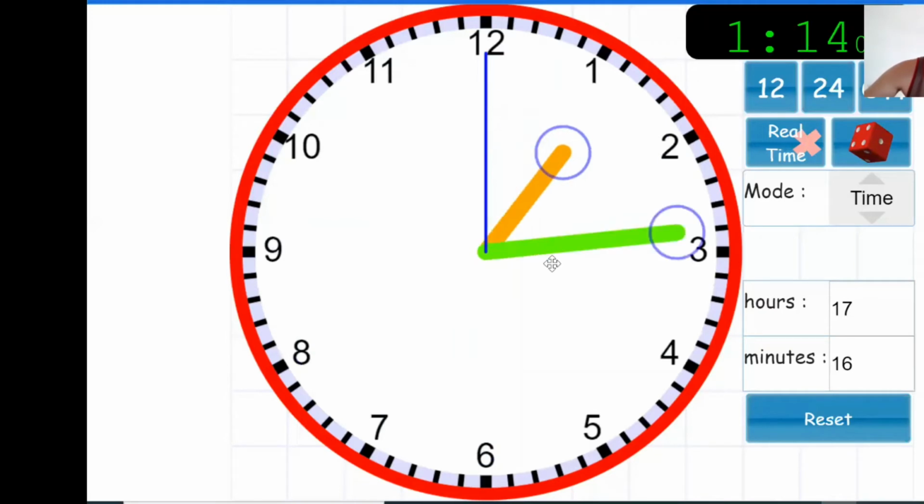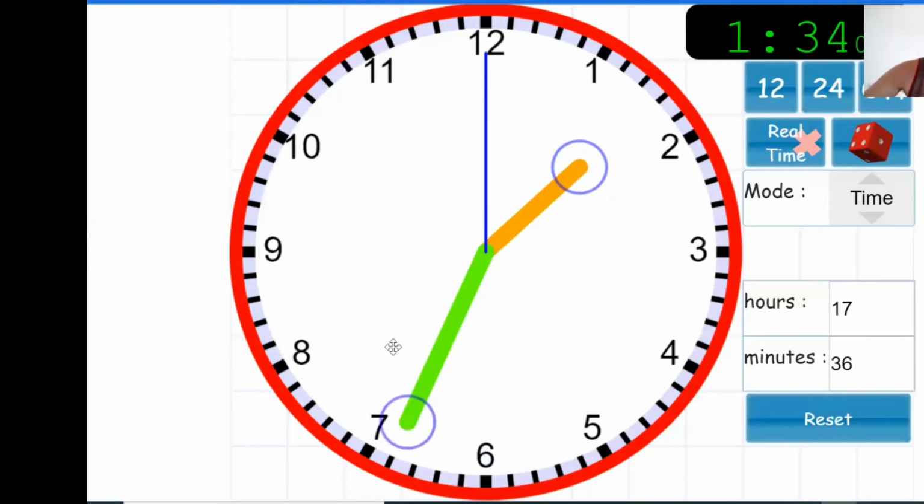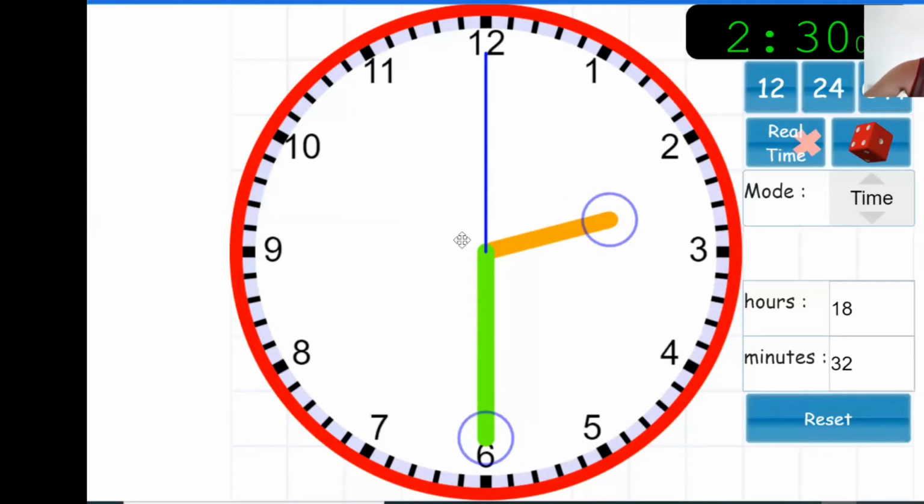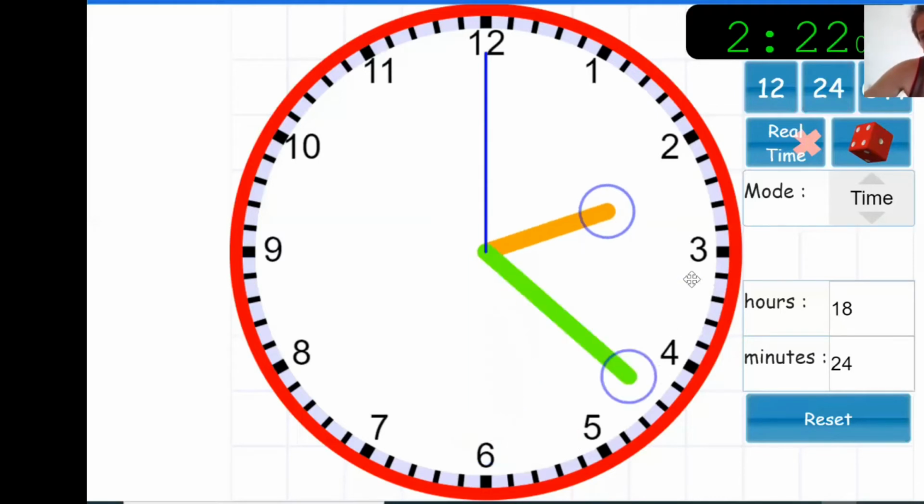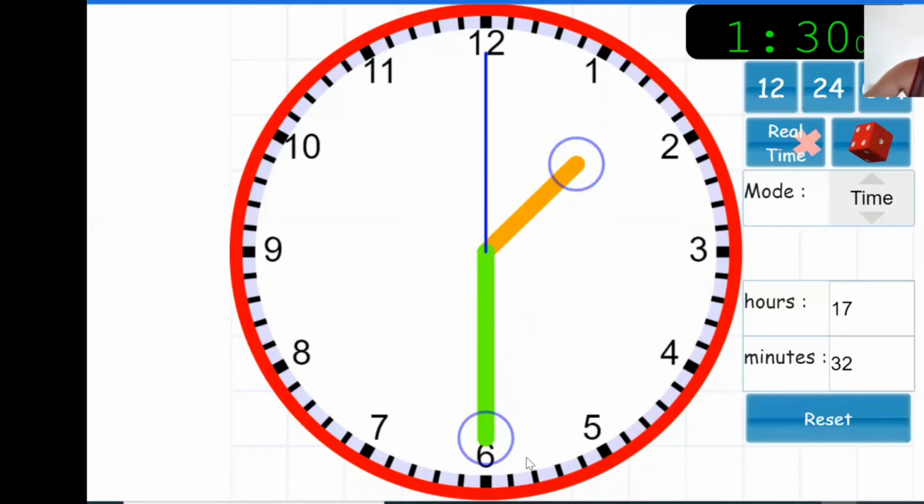Let's see, 1 hour more. Remember, one whole circle, 1 hour, and it stops on the 6 again. And that is 1:30. Okay, 1 hour more. Remember, it stops on the 6 again. And let's see, half past, how many hours? 2. 2:30. Brilliant. And if we count 1 hour back, we would go all the way around anti-clockwise, back on the 6, and it would be 1:30, and so on.